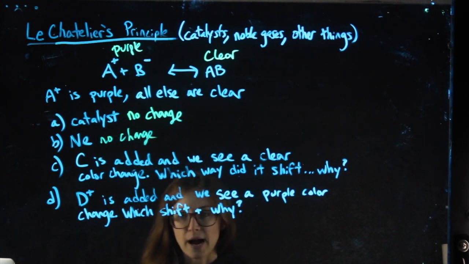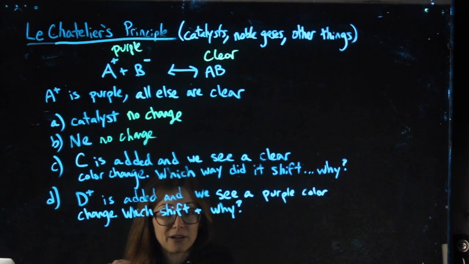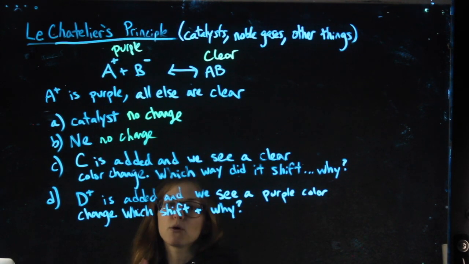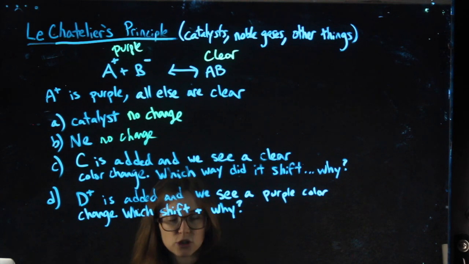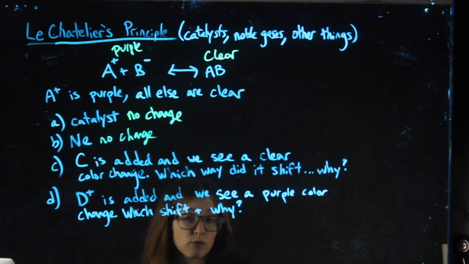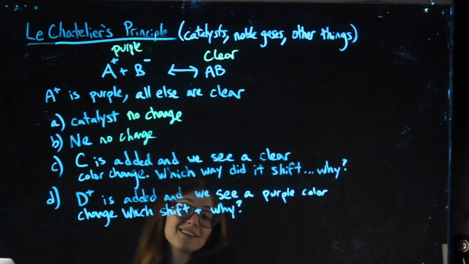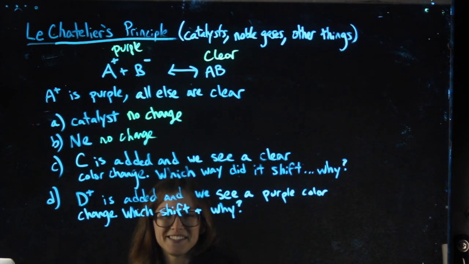Catalysts, they speed up the reaction, but they speed it up in the forward and the reverse direction equally, since that activation energy being lowered makes both the forward and the reverse path faster. Noble gases, they're noble, they don't really react with much of anything, so you put a noble gas in here, it's not going to do anything, we're not going to see a change. Those are the easy things.